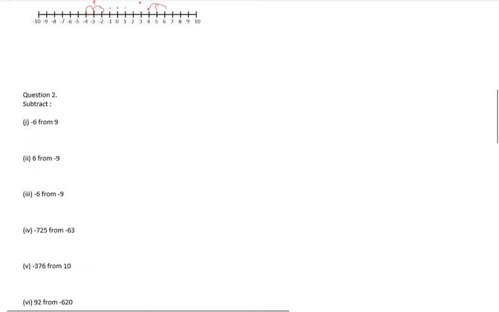The next question is without using the number line. Whenever there is a subtraction, the 'from' part is important because that's how we start the numbers. So minus 6 from 9. I'm writing it in mathematical form as 9 minus the other number, so that is 9 plus 6, which is equal to 15. I changed this minus into a plus sign because there was a minus sign outside the bracket. If there's a plus sign outside the bracket, the sign inside the bracket does not change.